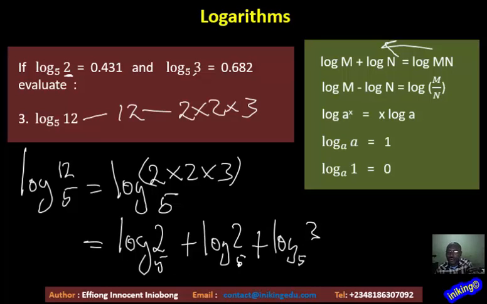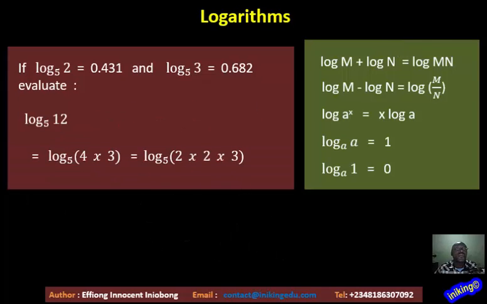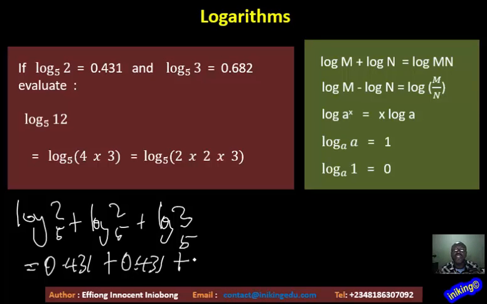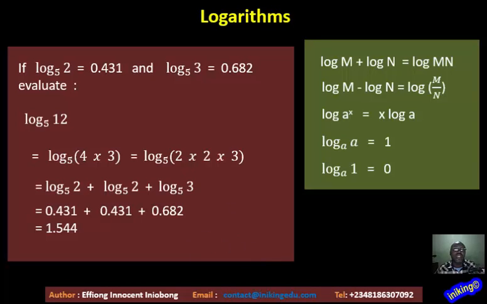Which implies, therefore, if I can move to the next screen, you can see there we have split that, and we have this as what? Log 2 to base 5 plus log 2 to base 5 plus log 3 to base 5. Now log 2 to base 5 has been given to us as 0.431, and this is given to us again 0.431. That's log 2 to base 5, and log 3 to base 5 is 0.682. Adding this up, we have there, and that takes care of question number 3.